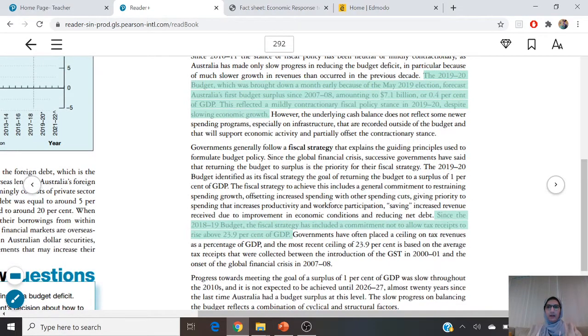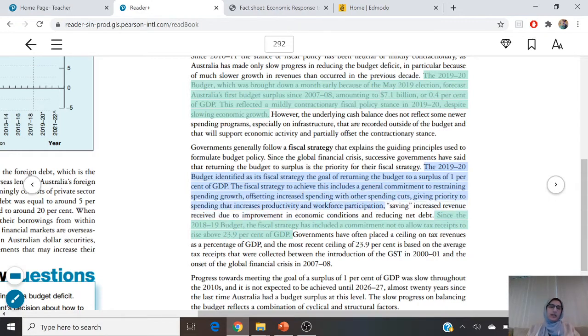Apart from that, the 2009-2020 budget identified as its fiscal strategy the goal of returning the budget surplus to 1% of GDP. Obviously, that's not happening now because of the recession, which was very unexpected. The fiscal strategy to achieve this includes a general commitment to restraining growth in spending, offsetting increased spending with other spending cuts.